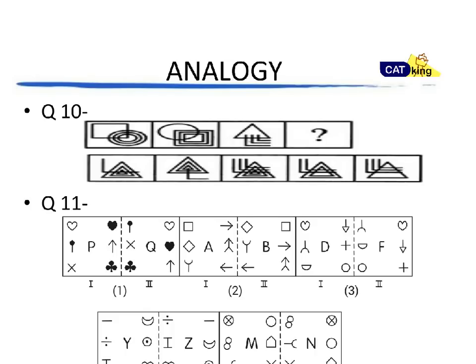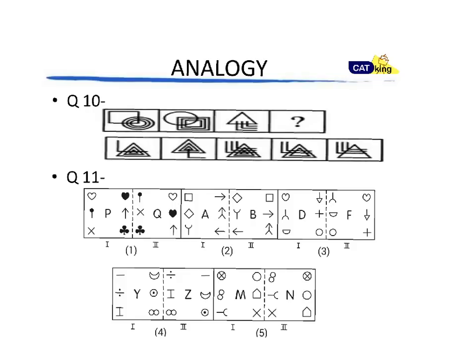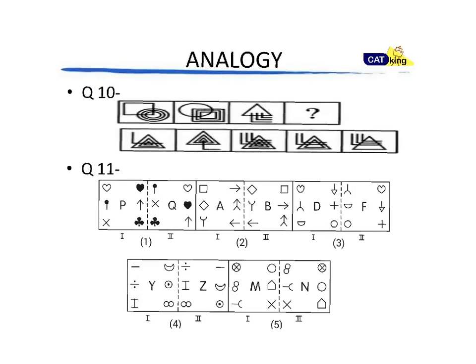The last part, that is the analogy part. We have questions based upon analogy, question number 10 being a very simple one. A rectangle having 3 circles somehow linked to it, and a circle having 3 rectangles somehow linked to it. Once it comes to a triangle having 3 L-shaped figures linked to it, the next figure should be an L-shaped figure with 3 triangles linked to it, which should give you option number 1 as the correct answer.